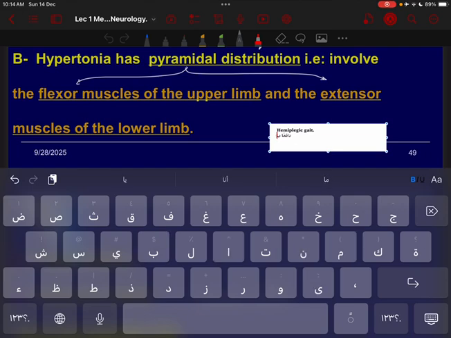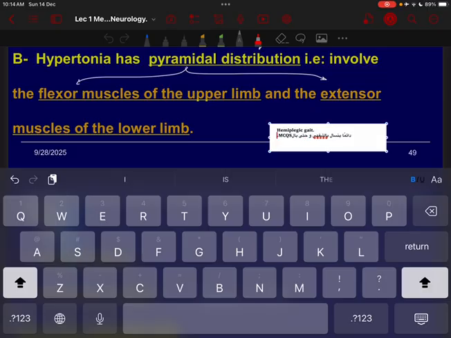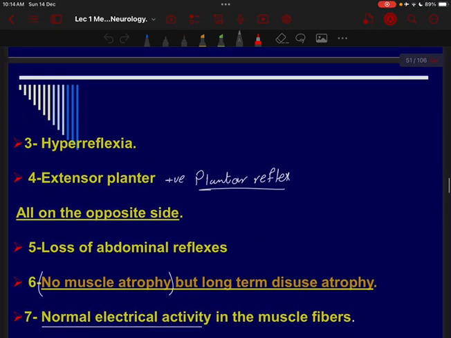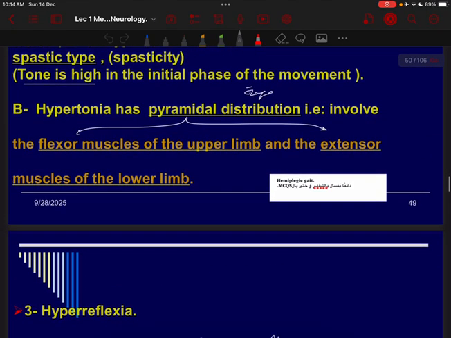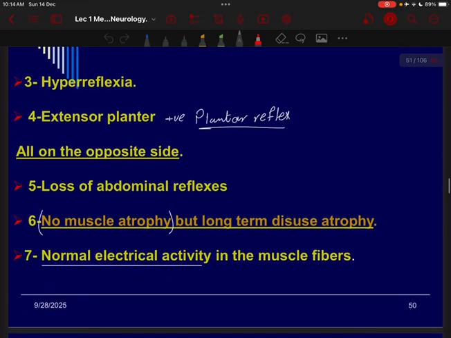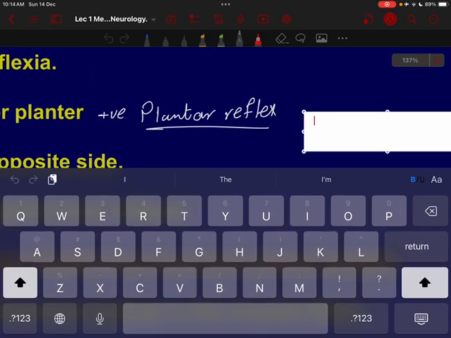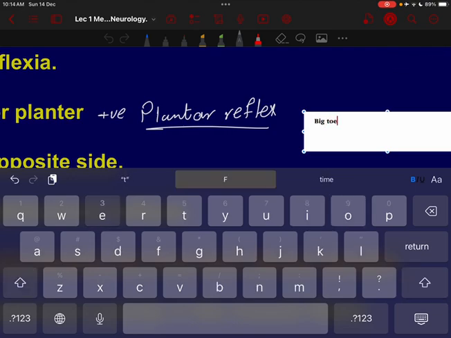So we also have hyperreflexia and extensor plantars. When you examine the plantar reflex in the foot, when you start eliciting the plantar reflex, it is extensor. In the clinical setting you will see the big toe will go upward. Extensor plantar. And this is all on the opposite side.